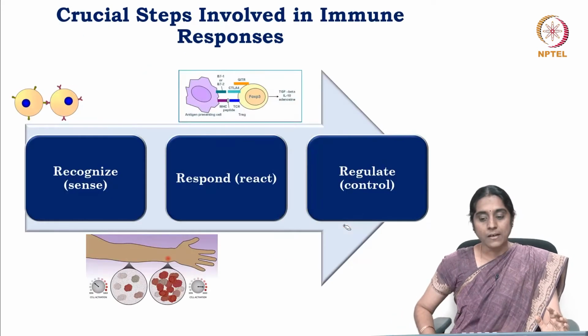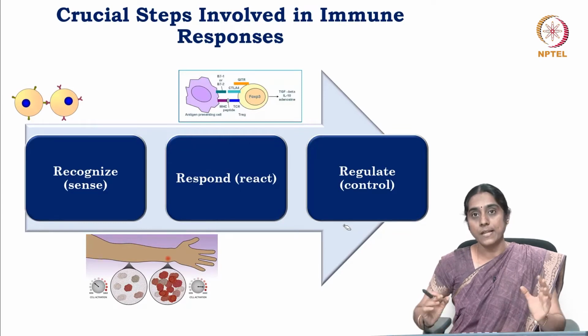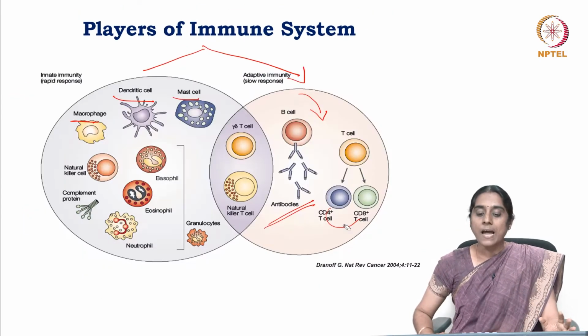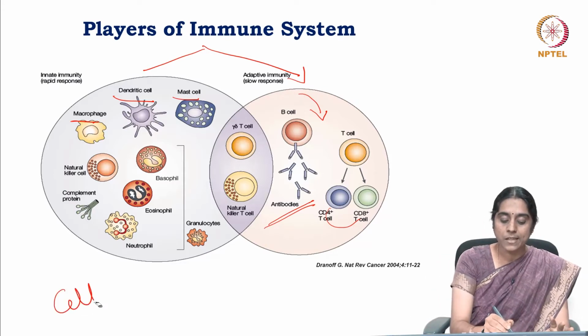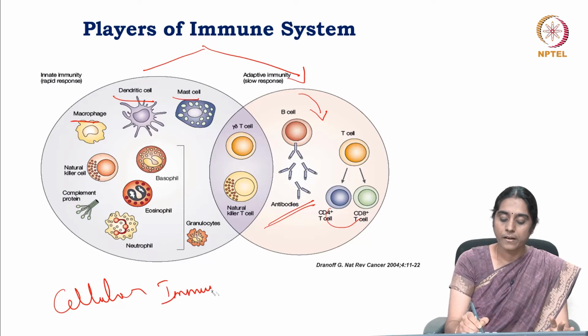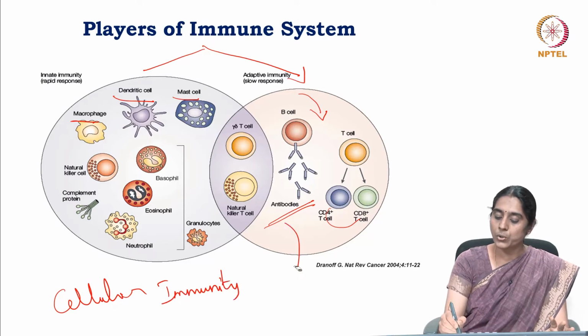Having known about the cells of the immune system, that is one way of classification. Another way is to say cellular immunity and humoral immunity.